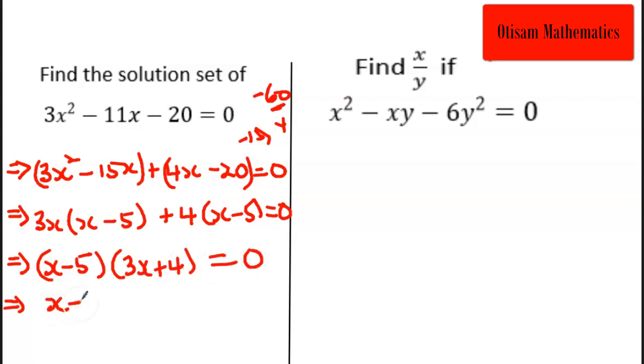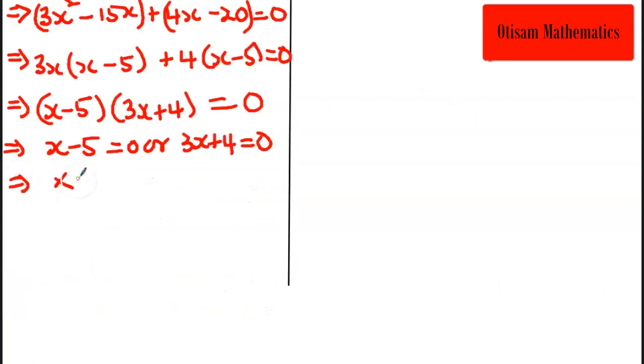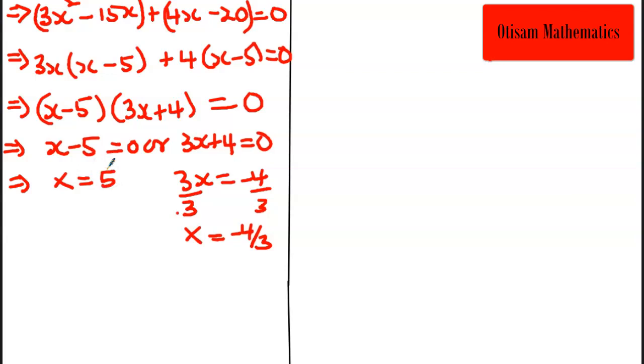Based on that principle, x minus 5 is equal to 0 or 3x plus 4 is equal to 0. In each case, x is equal to 5 here, or 3x is equal to minus 4. So you divide both sides by 3, so your x is minus 4 over 3. We were asked to find the solution set, so you put your answer in set form. So x is such that x is equal to minus 4 over 3 and 5. That is the solution set.